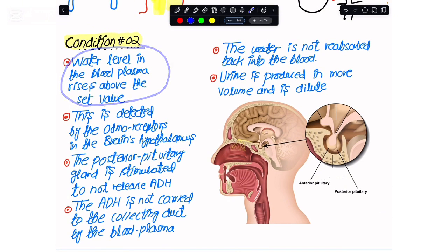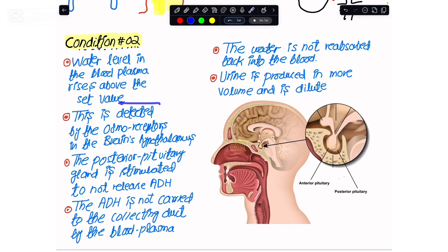if by some means my water level in the blood plasma is rising above the set value, maybe because I have taken a lot of fluid intake. And this usually also happens in the winter, where we have less loss of water by sweating, so we actually don't even sweat. So the water level would increase, and now I have to get rid of more, or excessive, water out of my body.